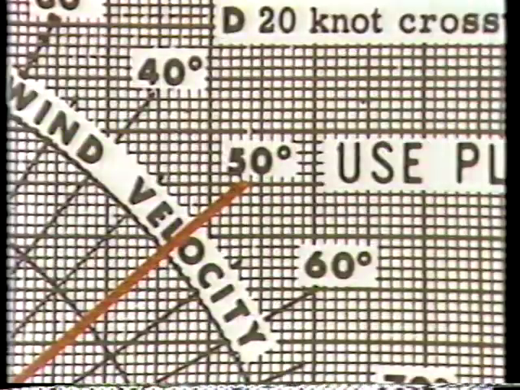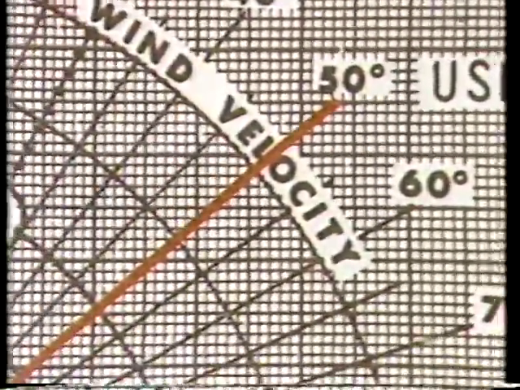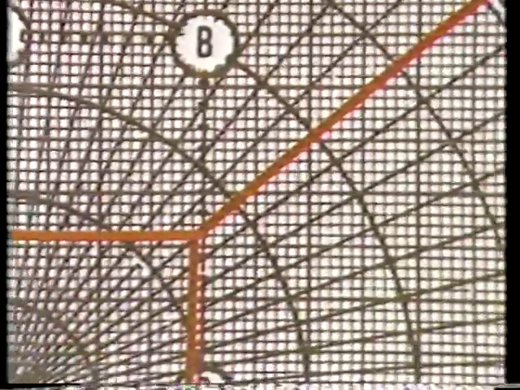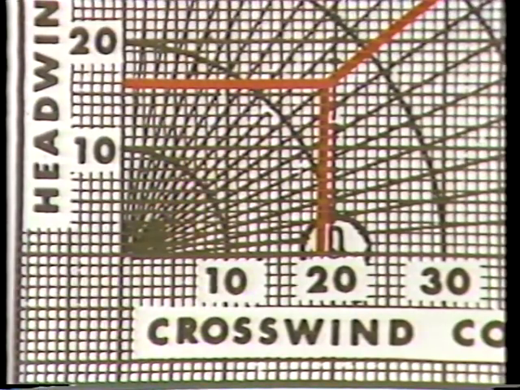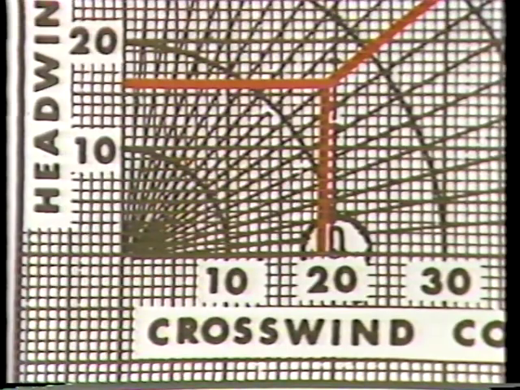Now enter the graph at the 50-degree line and proceed toward the center until reaching the wind velocity of 25 knots. Proceed left and read the headwind component, 16 knots. Then proceed down and read the crosswind component of 19 knots. Finally, compare the result, 19 knots crosswind, to the manufacturer's maximum allowable crosswind of 15 knots. The airplane should not be landed on this runway with this wind. You must either choose a different runway or airport or simply not fly.